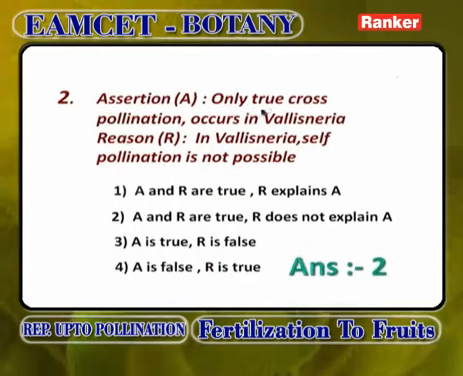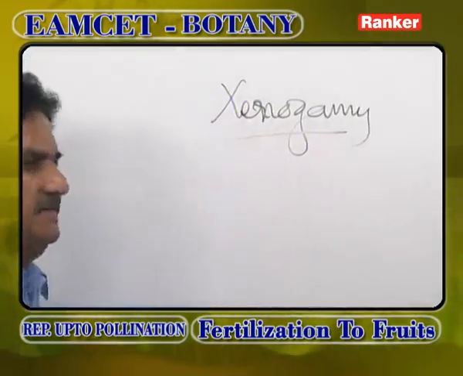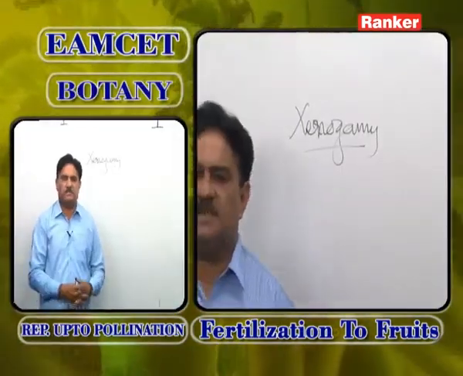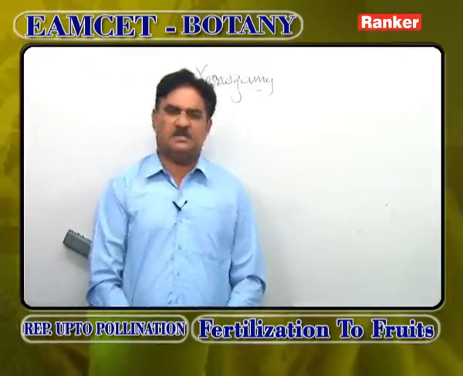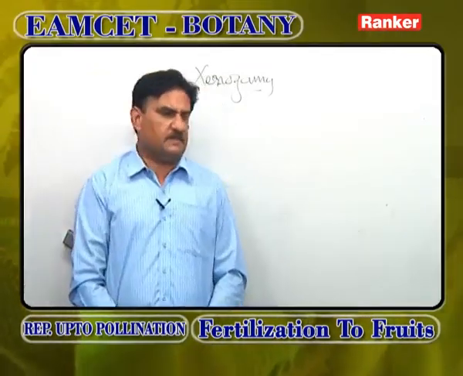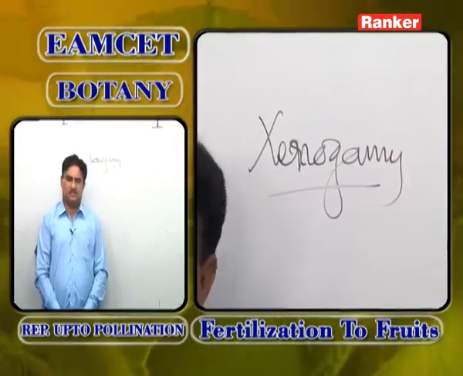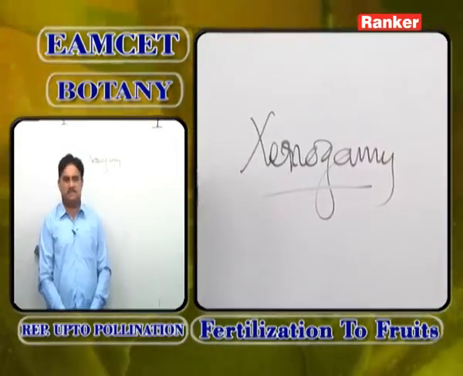Next, only true cross-pollination occurs in Vallisneria. True cross-pollination means xenogamy. Geitonogamy cannot be regarded as true cross-pollination because in geitonogamy, the pollination occurs between two flowers of the same plant. It is not a cross-pollination, it is almost a self-pollination. Real cross-pollination is xenogamy. Why? This process occurs in between two flowers of different plants but belonging to the same species.